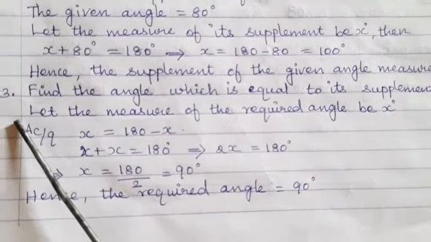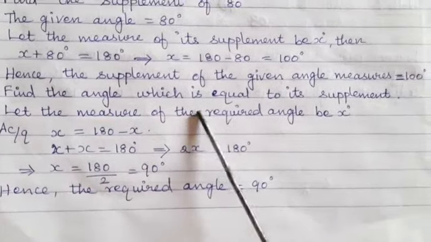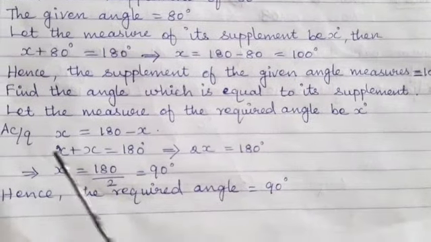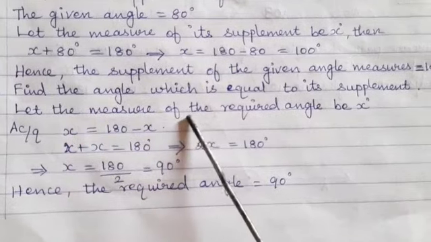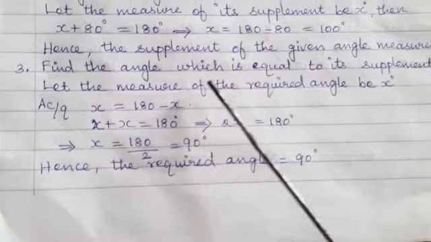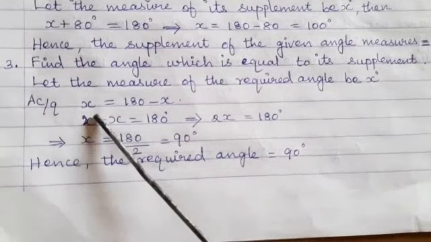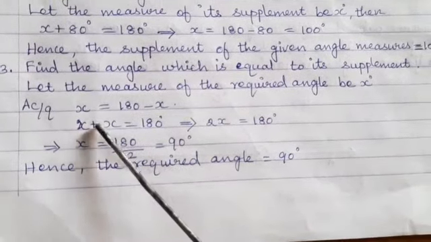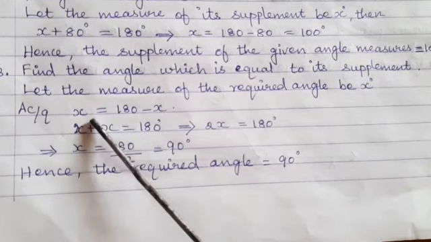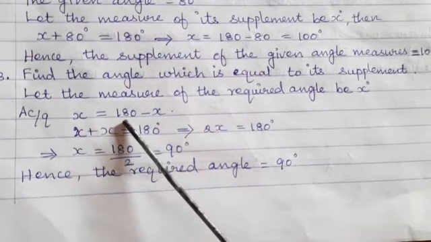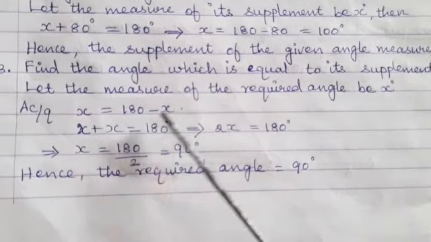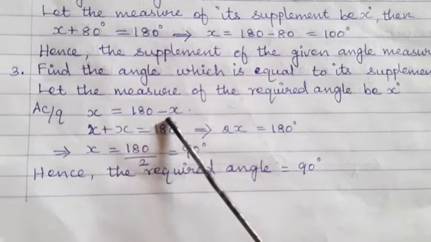Question number 3. Find the angle which is equal to its supplement. Let the measure of the required angle be x degrees. What is given? The angle is equal to its supplement. We are keeping the required angle as x, and its supplement means 180 degrees minus x. So what is the equation? x is equal to 180 minus x.